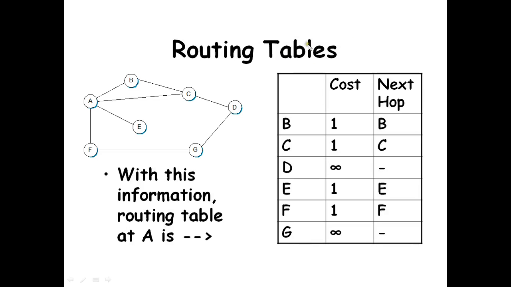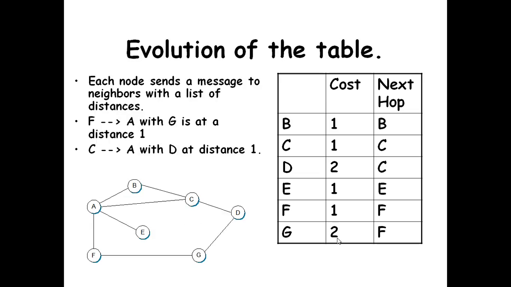This is the routing table at node A, where the cost from A to B is 1 and the next hop is B, and the cost to C is also 1 because there is a direct link. The cost to D is infinity because there is no link between A and D, and similarly the cost to E and F is 1 because A is directly connected to E and F, and similarly the cost to G is infinity because there is no link between A and G.